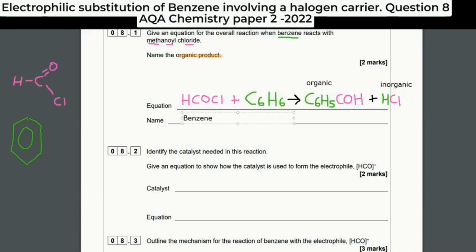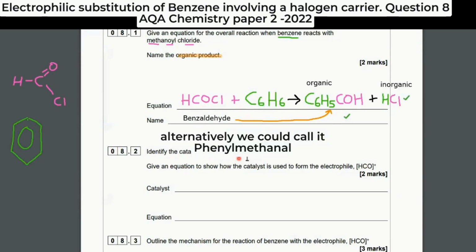All right, now what is the name of this? Well, it involves benzene, and we've got an aldehyde group, the COH. So you can call this benzaldehyde. However, some people like to see the benzene ring as a side group, and you're looking at methanal as the most basic aldehyde. COH is methanal, and so they see the phenyl as the side group, so phenylmethanal. Either will get you the marks.